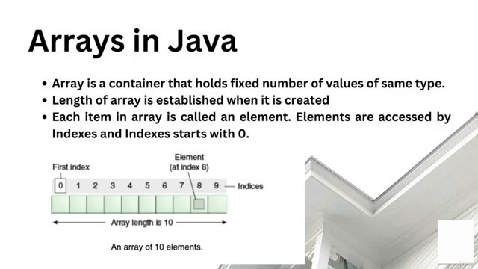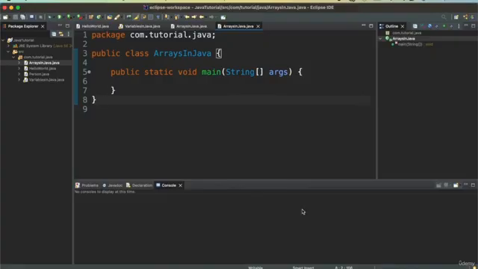As you see in this diagram below, each item in an array is called an element. The elements are accessed using indexes, and the index starts with 0. So as you see, this is an array of 10 elements. We can define a number array and a string array, and we will print those arrays.